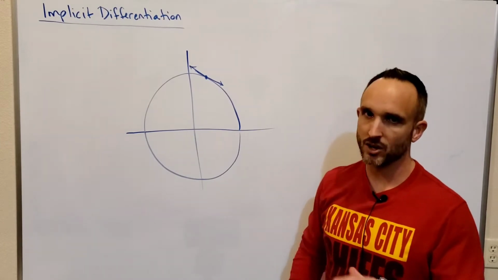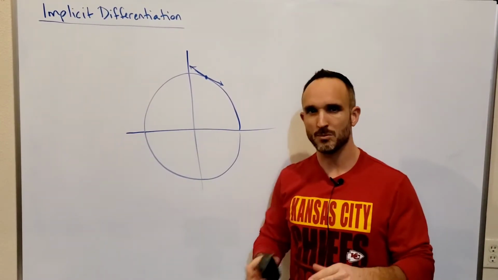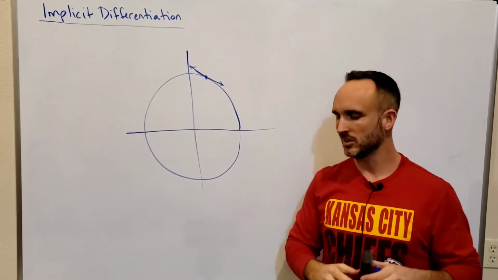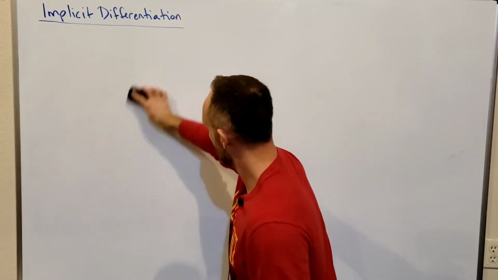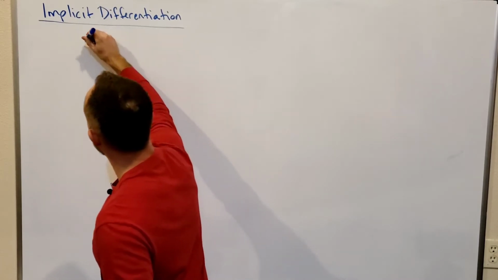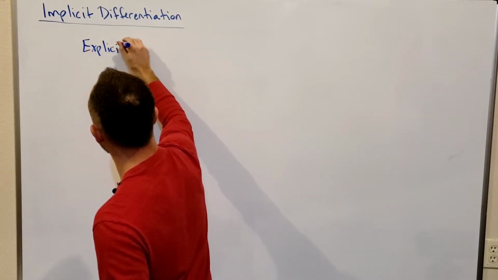But before we get into all that, we need to establish some basic ideas. For example, I keep mentioning the terms explicit and implicit. We need to kind of look at what those are. So we're typically used to explicit equations, let's call them.